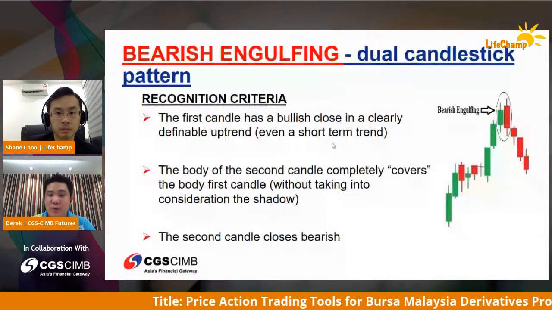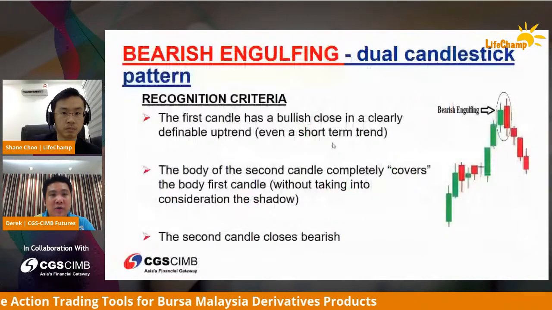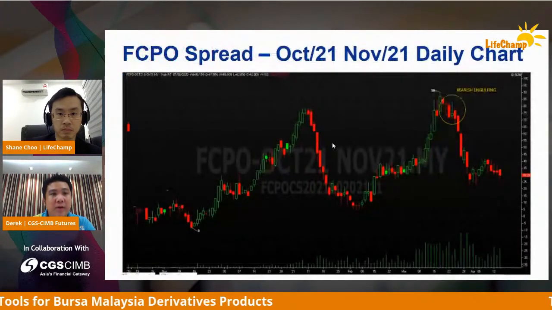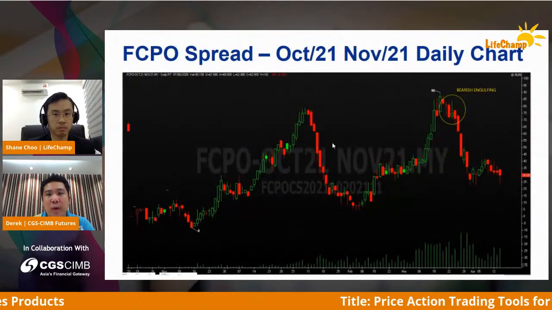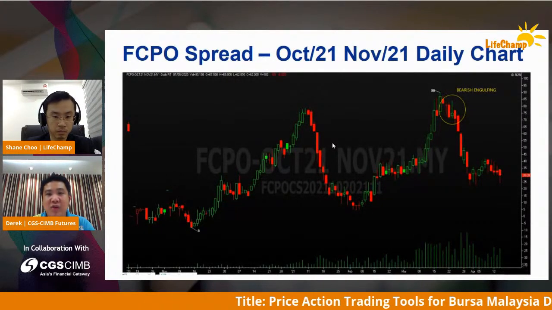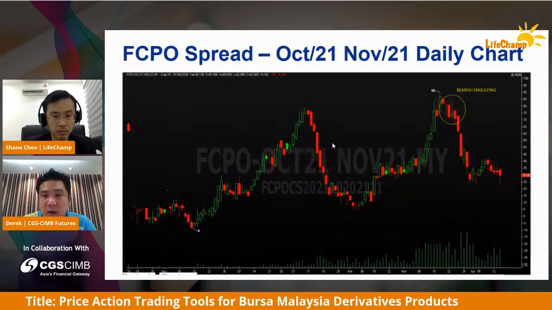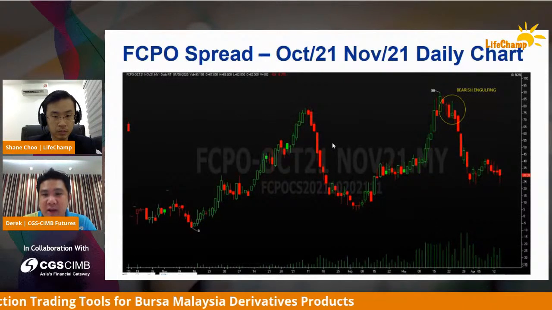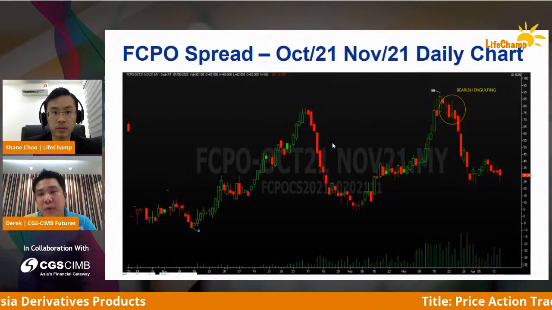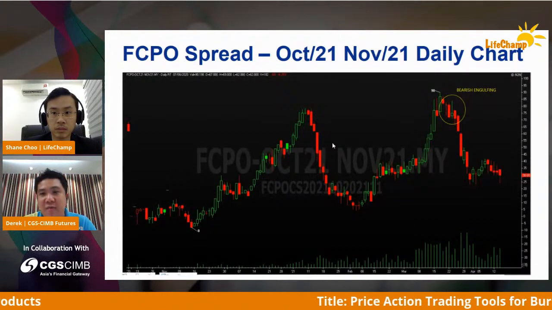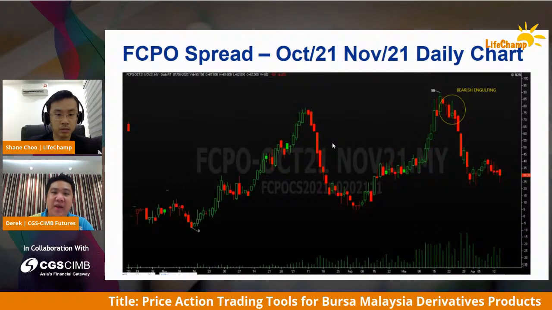Yeah. This one is also a real life example. This is the SCPO spread, October 21 and November 21, daily chart. You can see that there's a shooting star. Then on the next day, the bearish candle also engulfed the real body of the previous candle. So this forms the bearish engulfing.